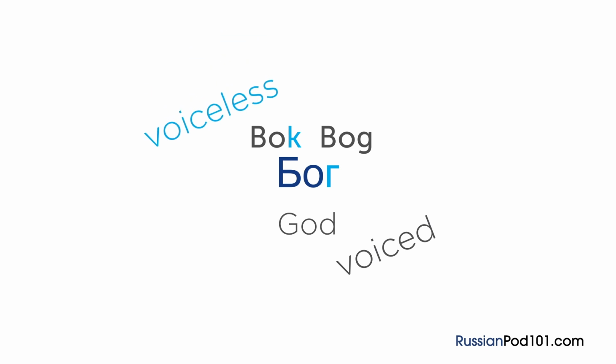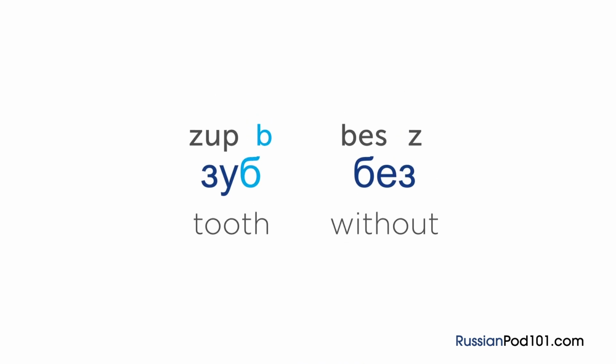So what ended up happening? The final consonant is a voiced consonant, but when the word is being pronounced, the letter is actually read using the voiceless counterpart instead. This occurs to all words that end in a final consonant in Russian. Final consonants are pronounced voiceless. So despite what's written, always pronounce the final consonant in Russian using the voiceless version. B, zub, z, без.